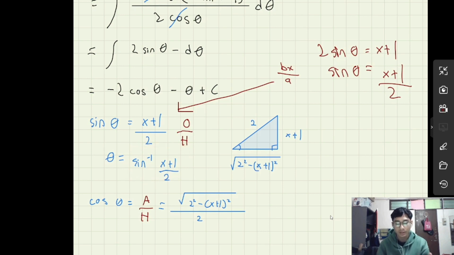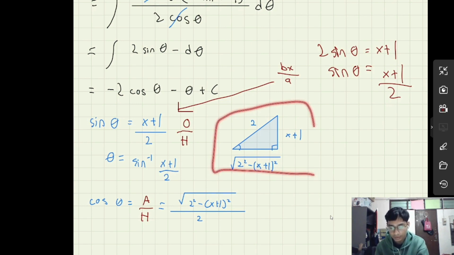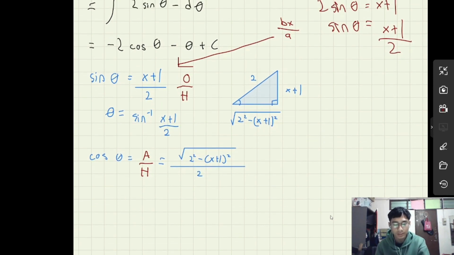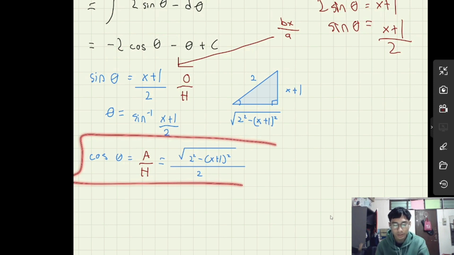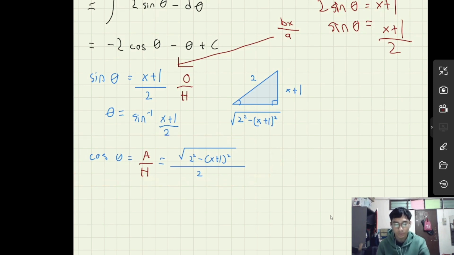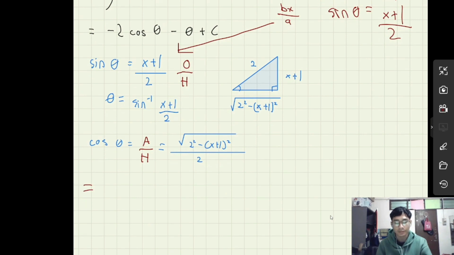So after that, what we must do is make a triangle like this, and then, since the equation has a cos, using the cos formula for trigonometry, which is adjacent over hypotenuse, we will get this expression. After that, we can write up the final answer, which is negative 2 multiplied by cos theta, which is this equation.